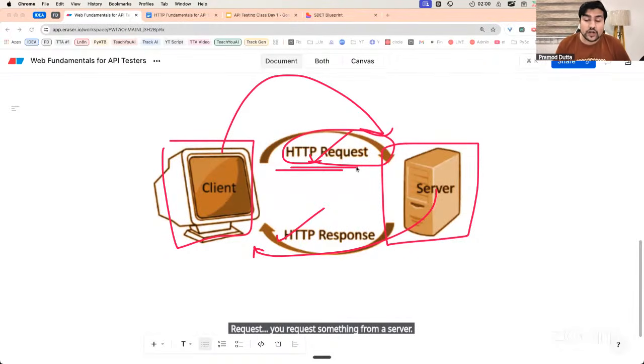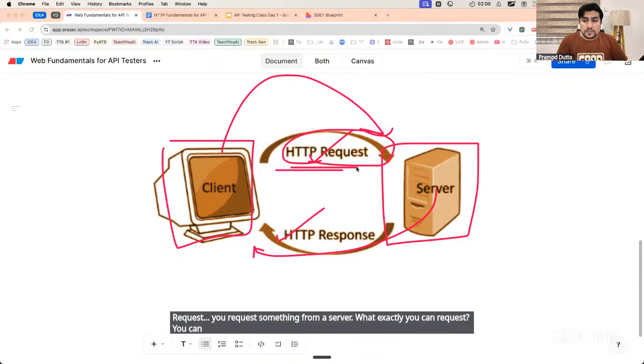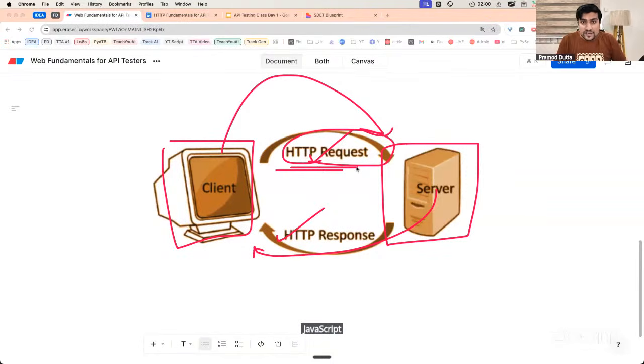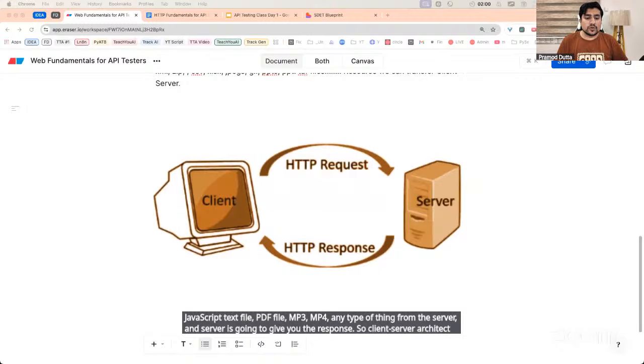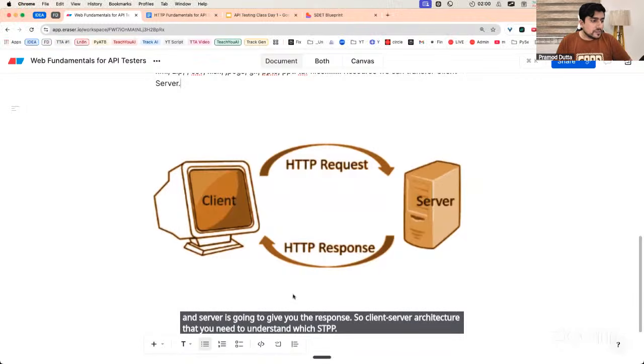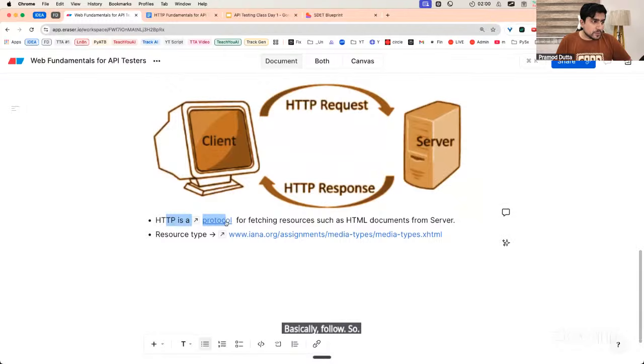What exactly can you request? You can request an HTML page, a PDF page, CSS, JavaScript, a text file, PDF file, MP3, MP4, any type of thing from the server, and the server is going to give you the response. So the client-server architecture is what you need to understand, which HTTP basically follows. HTTP is a protocol for fetching HTML or different types of hypertext documents from the server. This is very, very important.